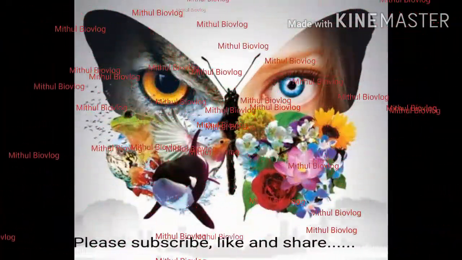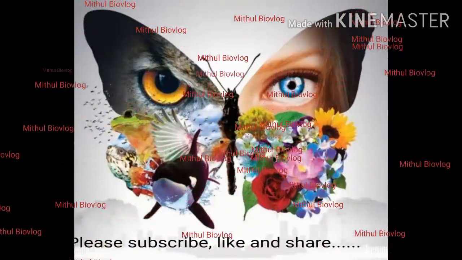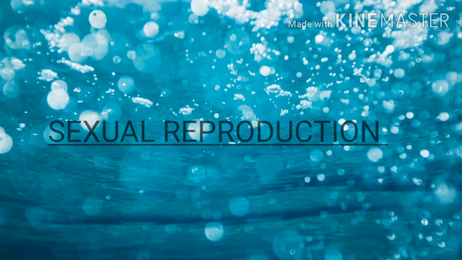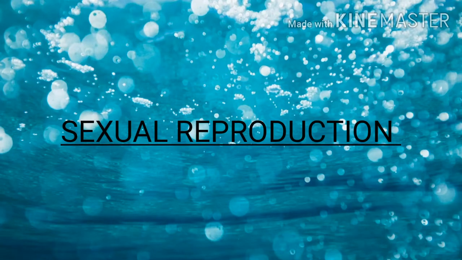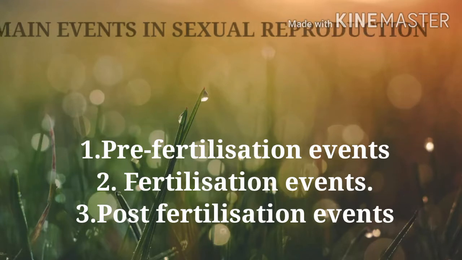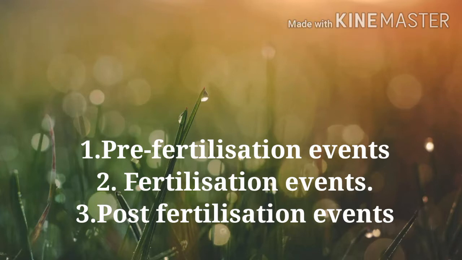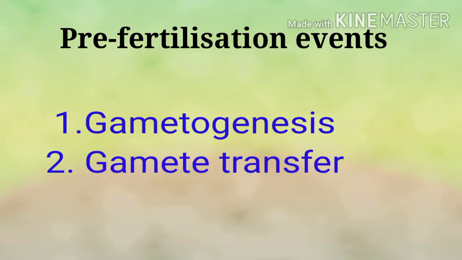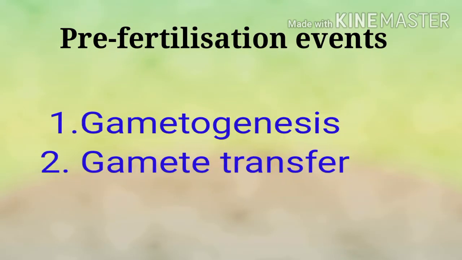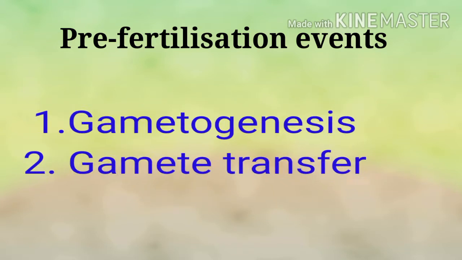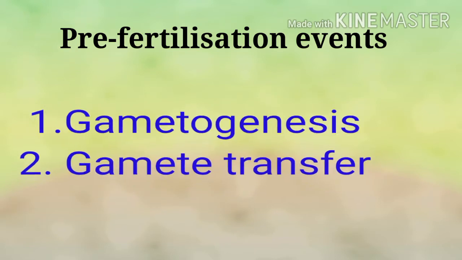Today I am with the next video, which is a continuation of the previous video about reproduction in organisms. Today's topic is sexual reproduction. Already we have told about asexual reproduction. There are three main events in sexual reproduction: pre-fertilization events, fertilization events, and post-fertilization events. Let us start with the first step, pre-fertilization events, that is the step before fertilization. They include two main processes, gametogenesis and gamete transfer.